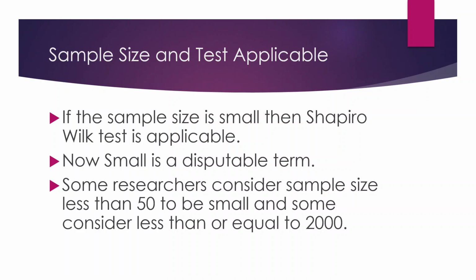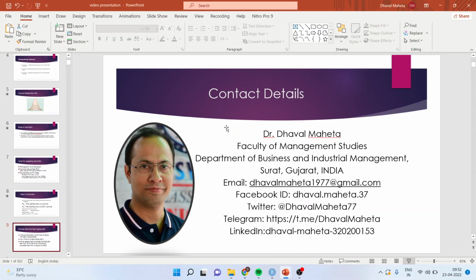The central limit theorem specifies that the small sample size is 30, but here we don't have definite literature to say how much is a small sample size, right? Some academicians consider less than or equal to 2000 to be a small sample size. Okay, now how to carry out this normality testing in R?